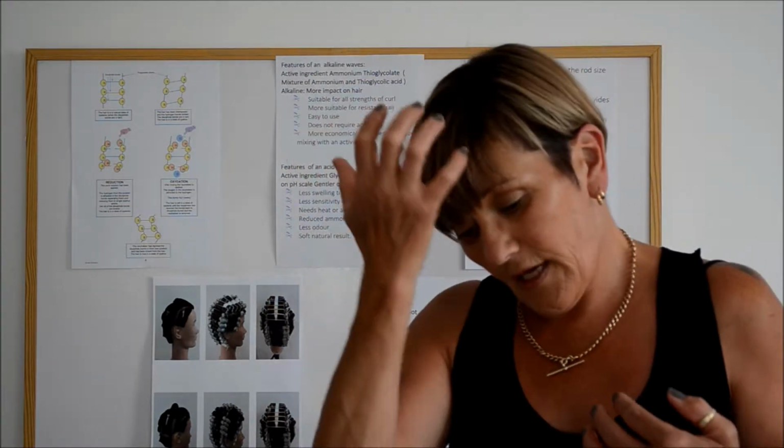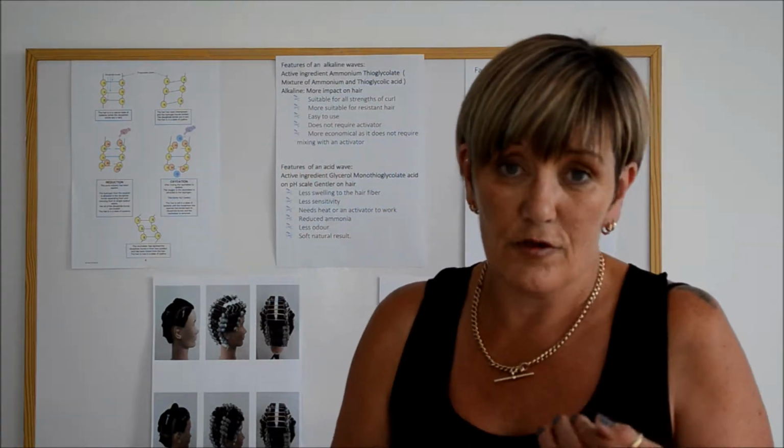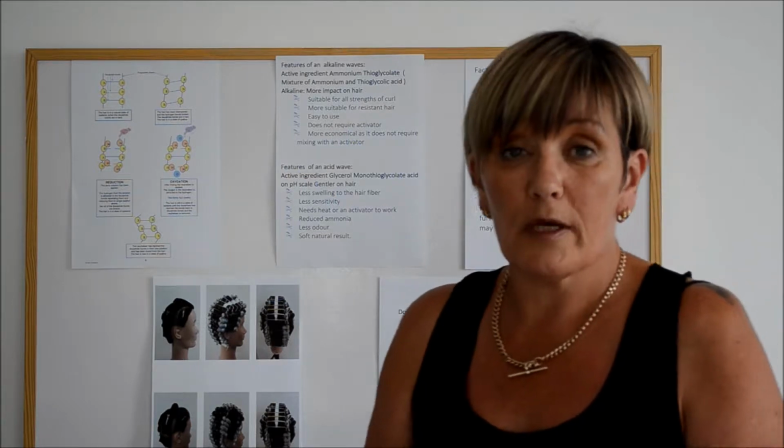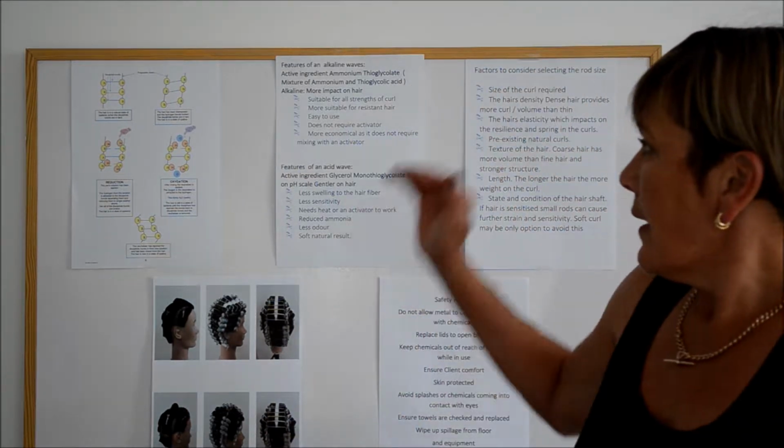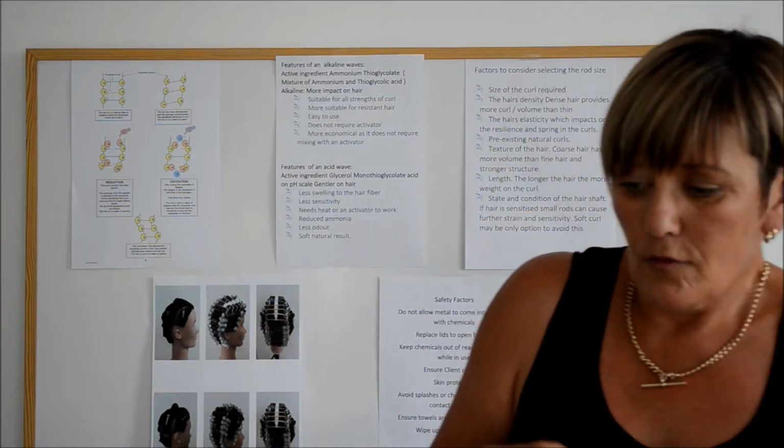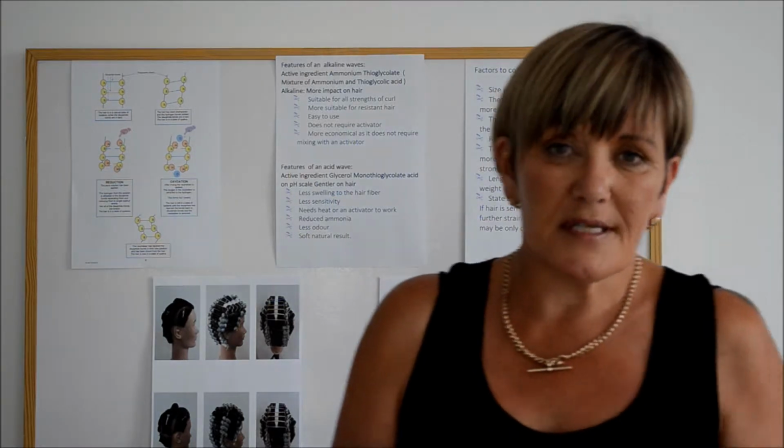Now there's more of this in your resource and you can read about that further there, or you can look at Wikipedia, which has quite a bit of information on this as well. With an alkaline wave, some of the key features are that it's suitable for most hair types. If the hair can be permed, then it's likely to be able to be permed with an alkaline wave. If you have resistant hair, you're going to get a better result with an alkaline wave than you are with an acid wave, because an acid wave is so much softer.